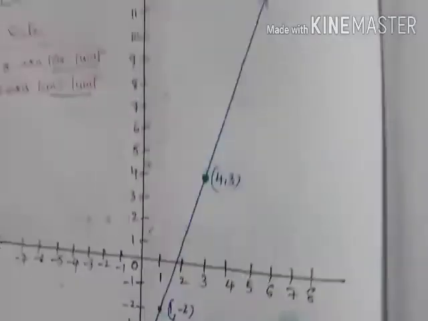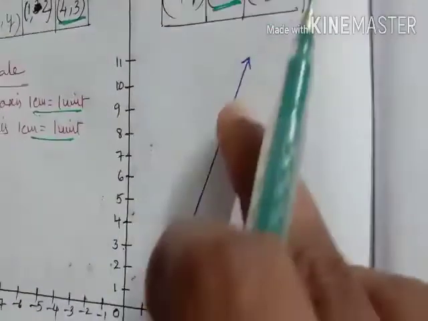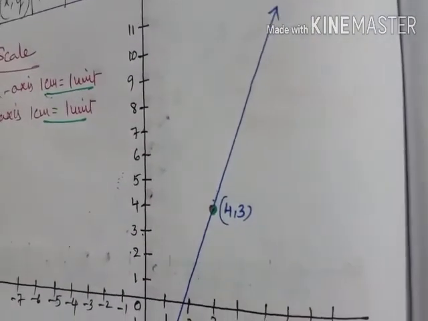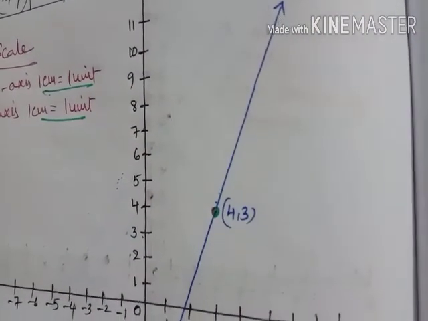So the two lines coincide with each other. That means one line lies on another line.